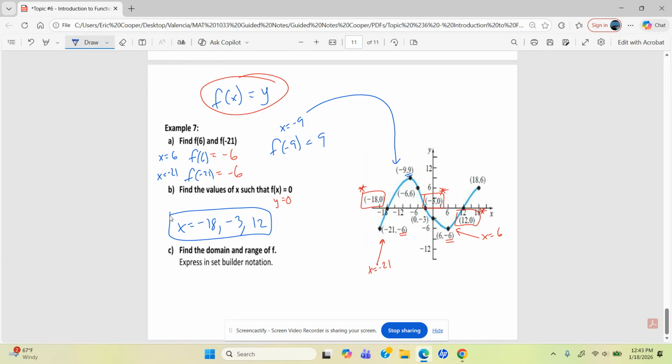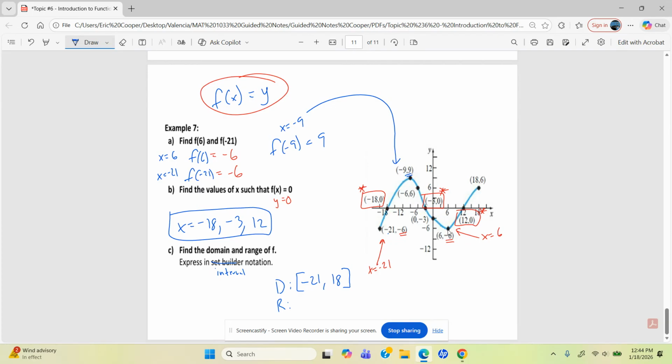Finally, let's find the domain and range of x. And we're not going to express it in set builder notation. Let's go ahead and just do it in interval notation. So again, domain, I want the smallest value of x and the largest value of x. The first thing I'll notice is there's no arrows here, so there should be no infinities. The smallest value of x we see is this x at negative 21. So we will put negative 21 as the smallest value, and it's got a closed dot, so it gets a bracket. The largest value of x that exists is 18. So my domain is negative 21 to 18. Both have brackets because they both have closed dots.